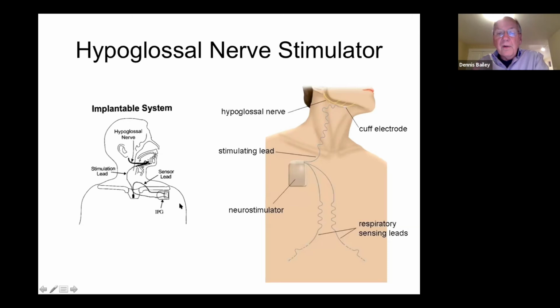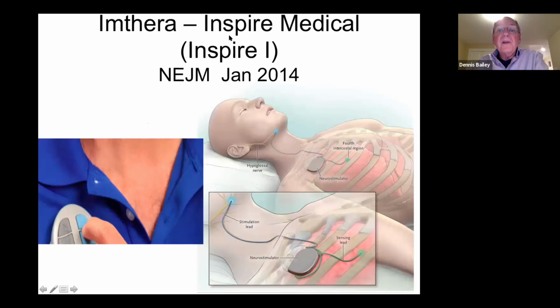Okay. Just to quickly give you a bird's eye view, if you're not familiar with ImThera or Inspire, it was called ImThera first. It's an implantable electrode. Let's go to the more recent one. This is it here, ImThera, which is the company Inspire Medical. This is from the New England Journal of Medicine, 2014. This is the pacer, neurostimulator, with the lead cuff electrode to the hypoglossal nerve. This goes to the intercostal region. It's a pacer, which senses a lack of respiration, which stimulates the hypoglossal to get the tongue out of the way. And this is showing the control device that turns it on, turns it off, and can control the amount of stimulation. So the patient has full control over this with a remote control device.